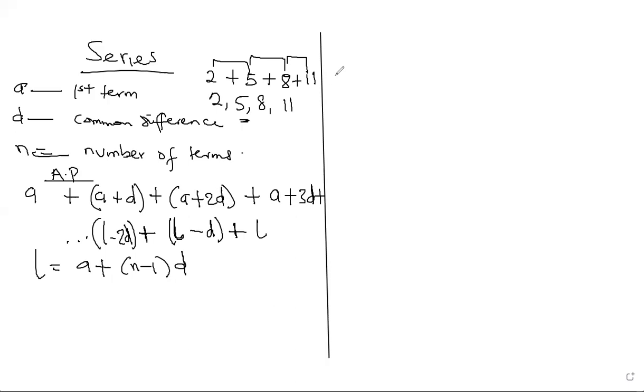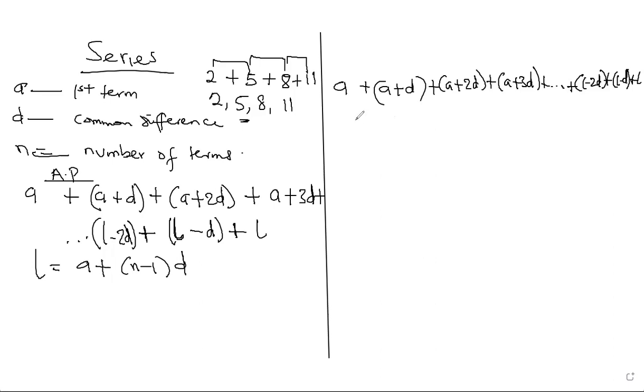So let me rewrite it here so that you understand what I'm doing. This is the series: A, then the next term A plus D, the next one A plus 2D, then A plus 3D, plus, and so on up to L minus 2D, L minus D, L.